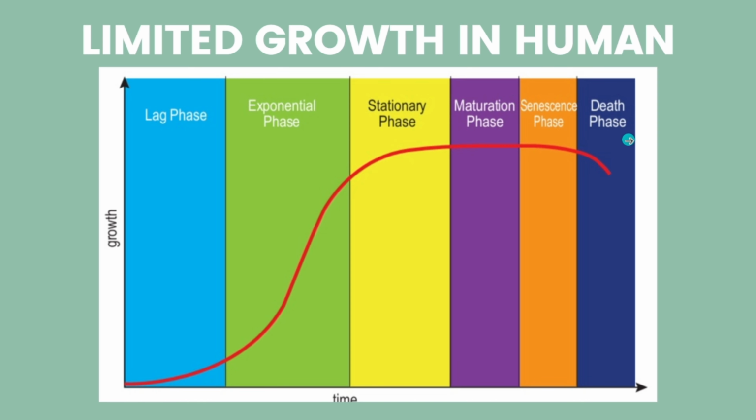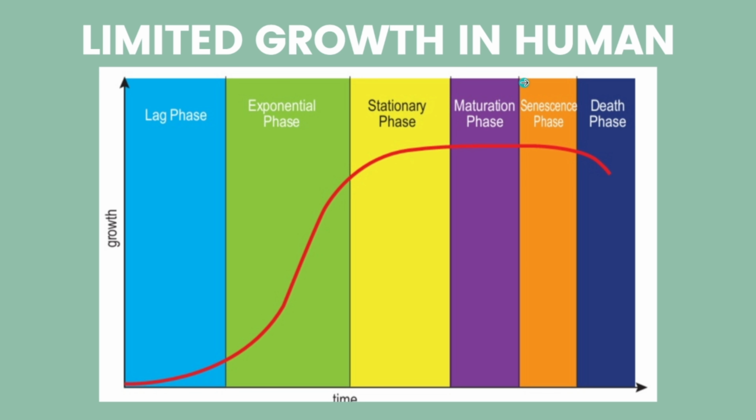And finally, it's the death phase. So your growth is totally negative because you have already died. The cells cannot function anymore. It's totally stopped. Your cells have stopped already. So that is limited growth in humans. One of the examples is human, but also many animals, almost all animals have limited growth.